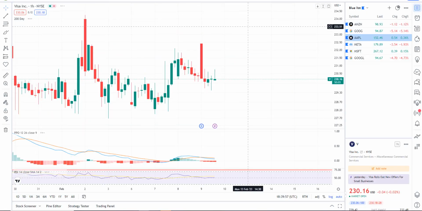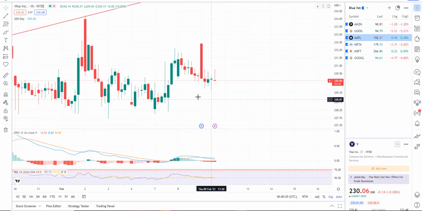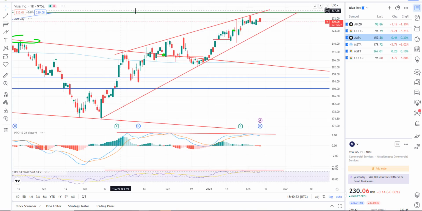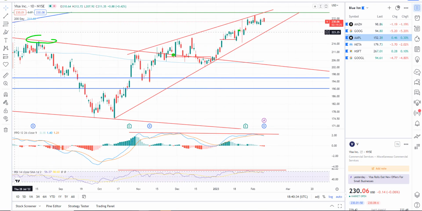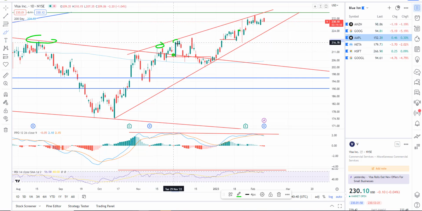Next up, V. This is Visa. So on Visa, I'll flip to the daily chart. Now, I've talked about this one in the past because basically back in this price action right here, we were continuing to make a series of higher highs, kind of just popping up, making highs, but we had negative divergence right here on the daily momentum indicators.